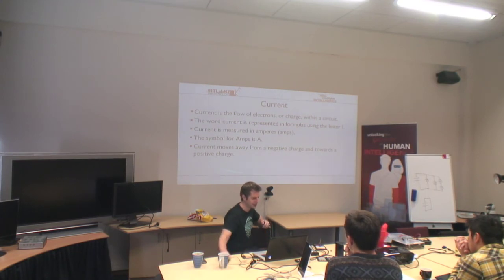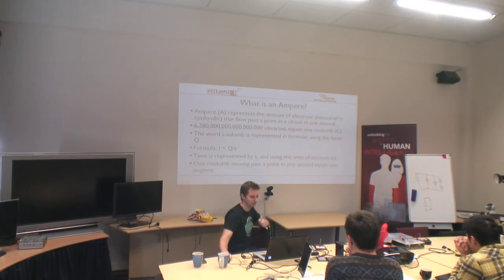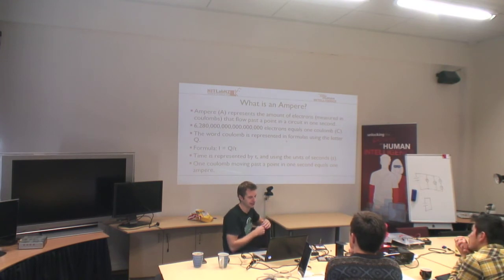The symbol for amps is A, and current moves away from a negative charge towards a positive charge. Back in the old days, they thought positive went to negative, but it's actually negative which goes to positive, but it doesn't really matter in the long run. All you need to know is that it's going from one place to another place.